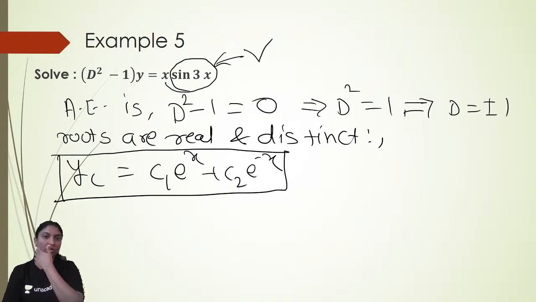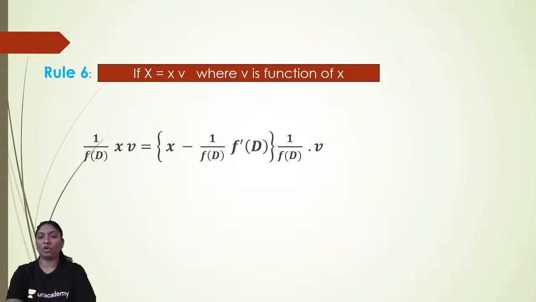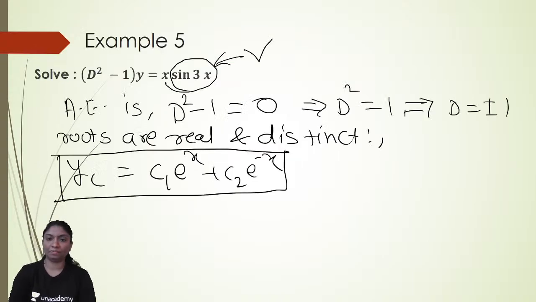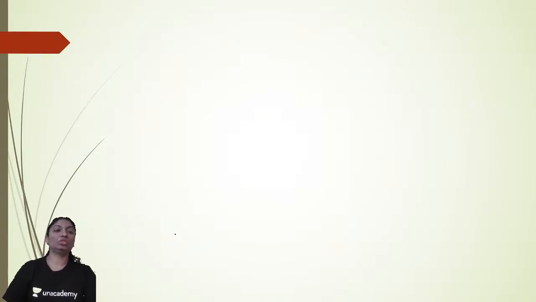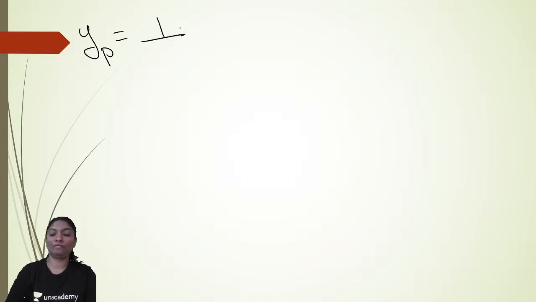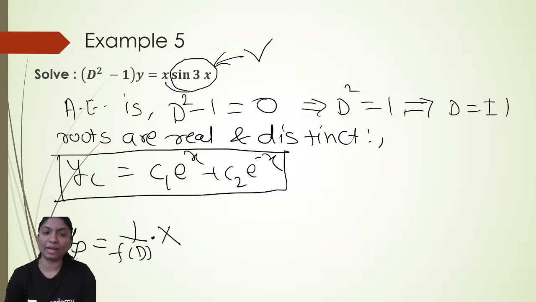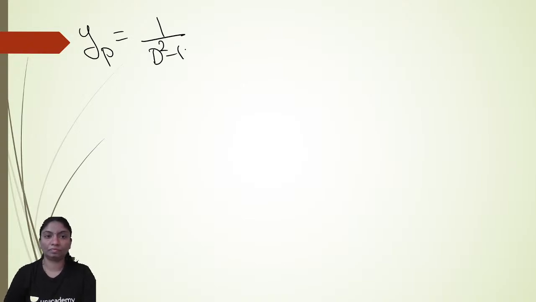Now to find the yp we will use rule 6. x into v. So what is our rule? 1 upon f of d into x into v is equal to x minus 1 upon f of d into f dash of d, whole bracket, multiplied by 1 upon f of d into v. Now see, here we will calculate yp is equal to 1 upon f of d into x into sine 3x. What is our f of d? f of d is d square minus 1.